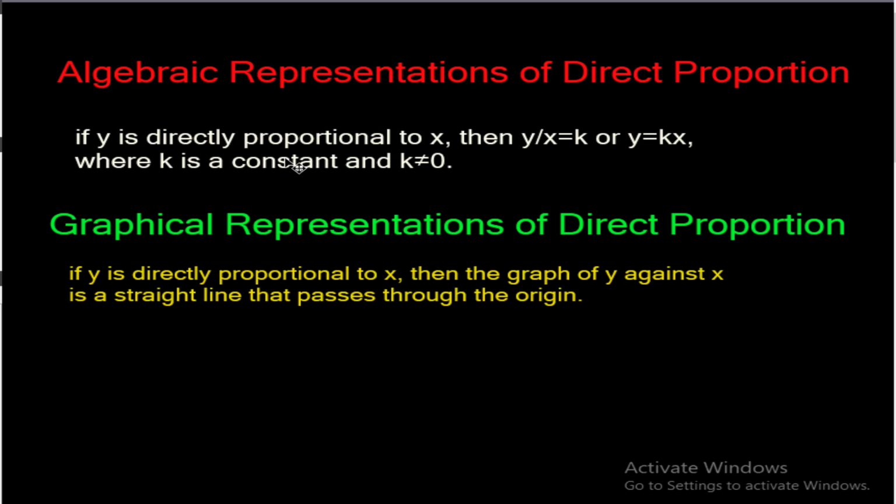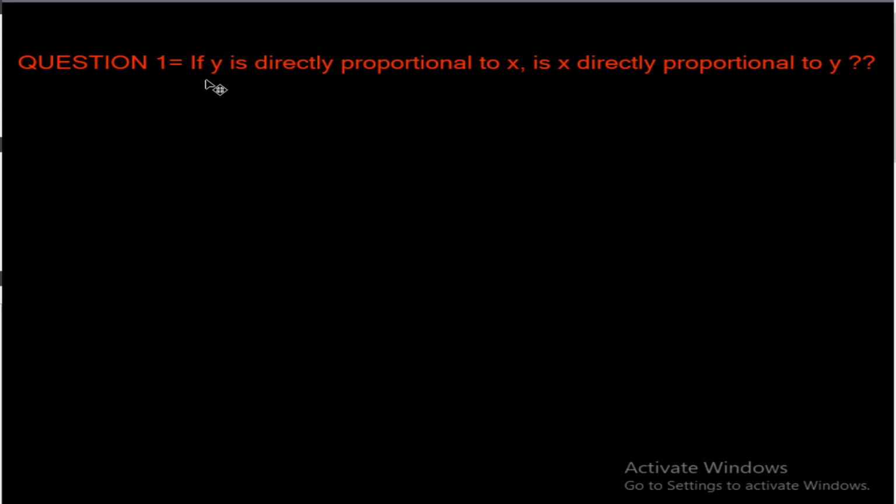Now keeping these 2 concepts in mind, we will now solve some thinking time questions based on this direct proportion. So now it's time for question number 1. If y is directly proportional to x, is x directly proportional to y? Yes. If y is directly proportional to x, then x is also directly proportional to y.